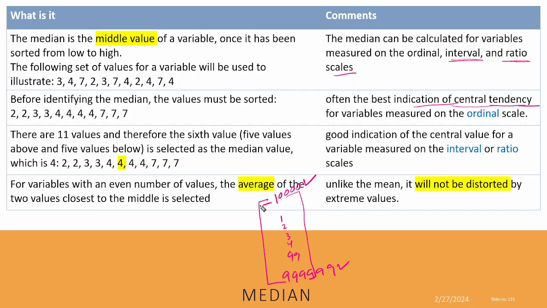So if you do an average of this, it will give you a wrong picture of a typical value or central value. So whenever the data has extreme values, then we choose median as our measure. So median will give us the right reflection of the typical value.